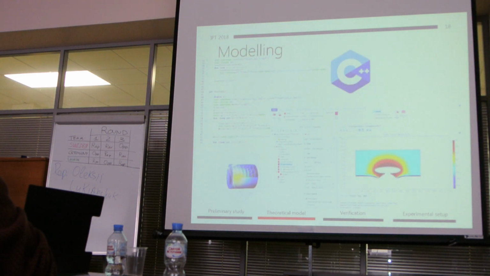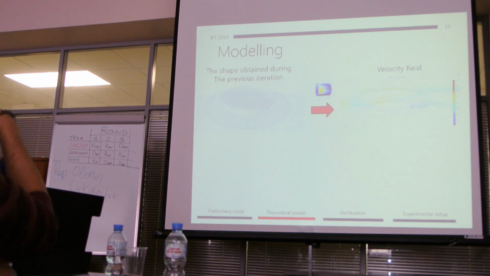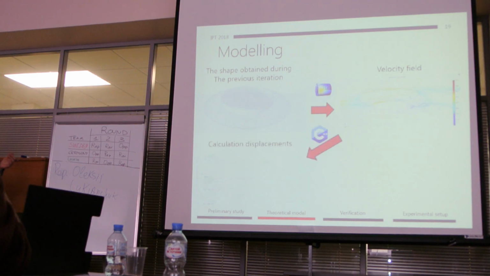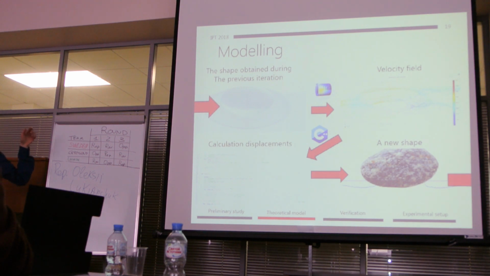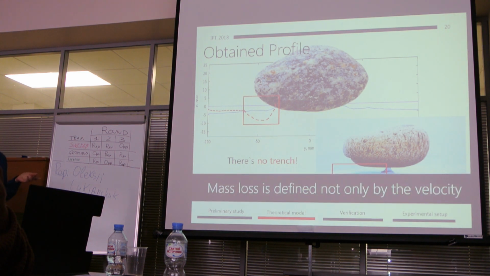So we conducted modeling using both C++ and COMSOL Multiphysics. So how do we do it? It's been done in several iterations. During each we took the shape from the previous step and put the data into COMSOL to calculate the velocity field. This field gives the data to our own program written in C++ that calculated displacements of points on the surface, and thus we can obtain a new shape that should go to the first step and so on. So here you can see our obtained profile, and you can see the original photo, and it is remarkable that there is no change. It means that dependence on velocity alone cannot describe the effect.